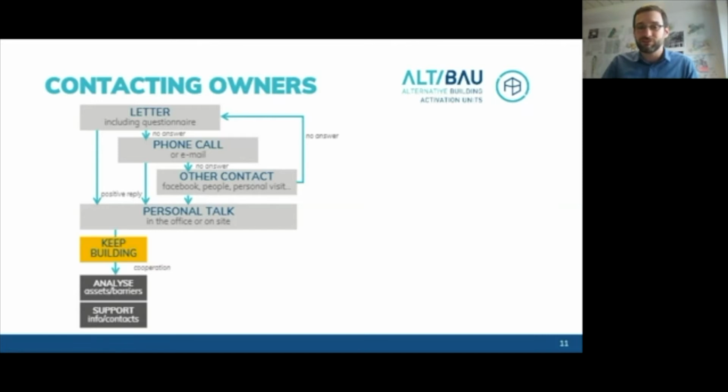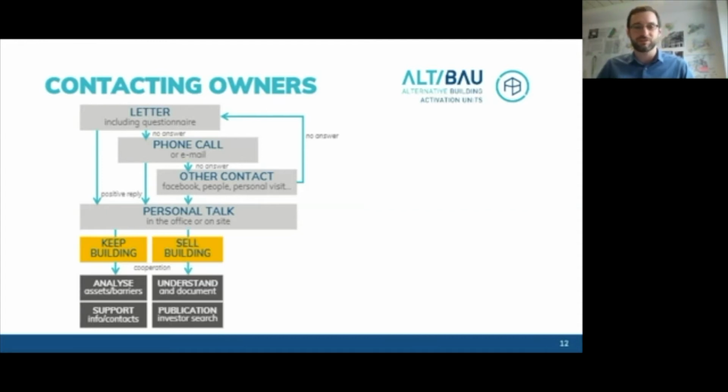There are different reactions on how that could go. As I said before, either the owner says, I want to keep the building, then a cooperation is possible. You can analyze the different assets and barriers and then support the owner in taking it further. Or, on the other hand, if the owner wants to sell the building, you also cooperate and understand really what the owner wants and how the situation of the building is, document it, and then publish it and search for a new owner.